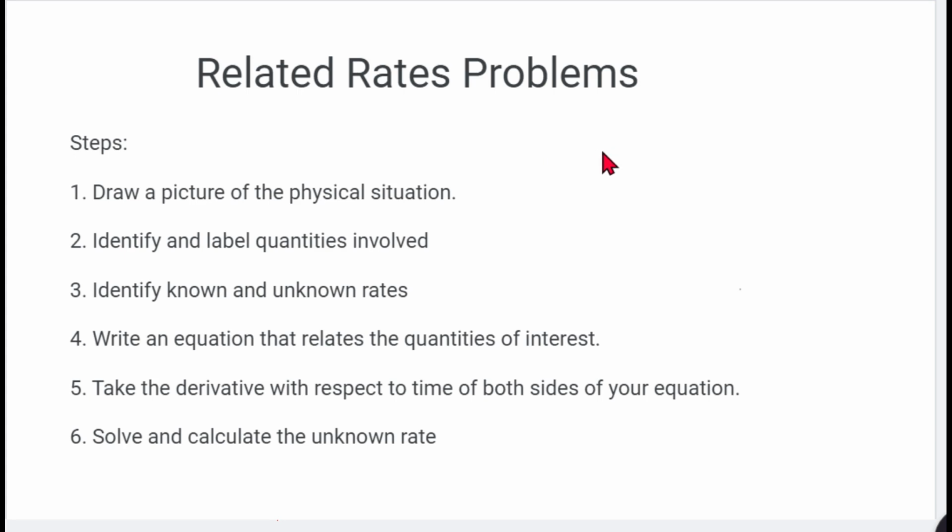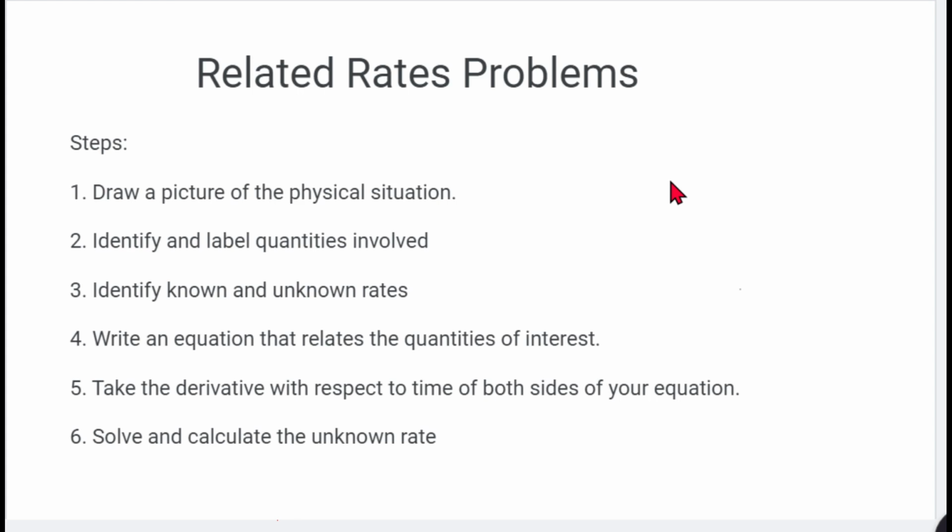So the second thing you do, look at the picture, look at the drawing, look at your list, and try to identify the quantities involved, and label them. If there's a volume involved, use V for that. If there's a radius involved, use R. All right? So know what you're dealing with.